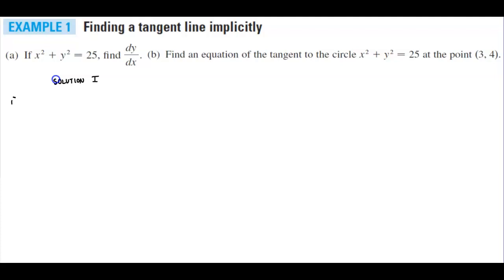Okay, so for solution number 1, we're going to take a look at the equation given in part A, which is x squared plus y squared equals 25. Now when we solve implicitly, that means we're going to differentiate both sides of the equation. So we're going to take the derivative with respect to x of the left side, x squared plus y squared, and the derivative with respect to x of the right side, which is 25.